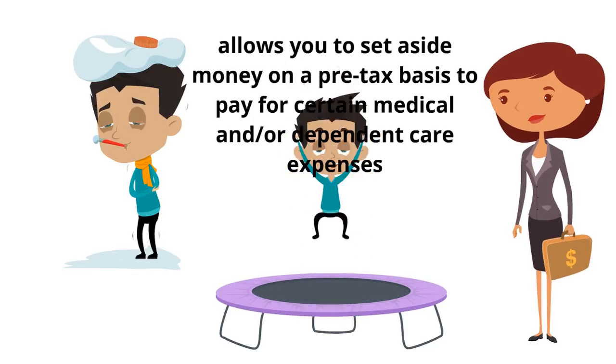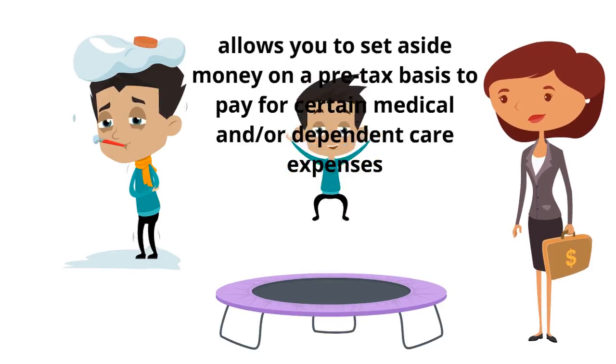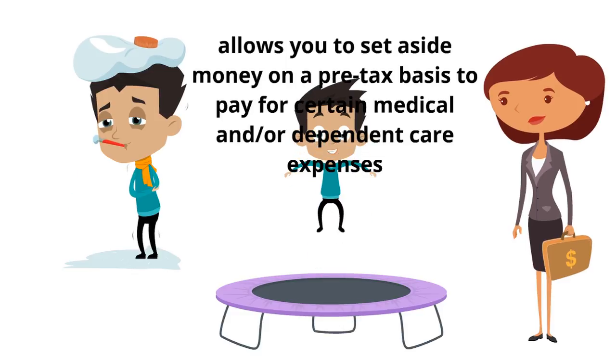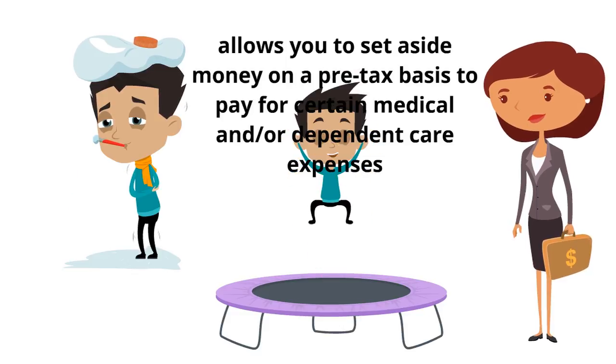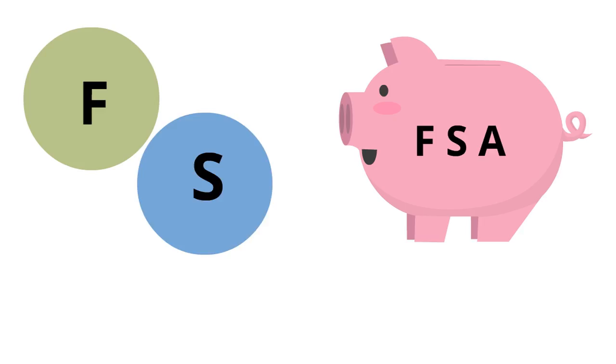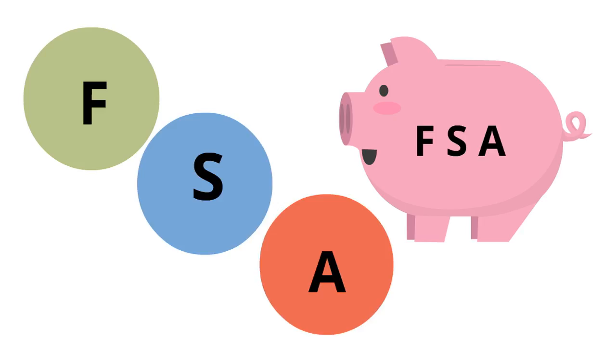What is a flexible spending account plan? Well, an FSA plan is a type of benefit plan under Section 125 of the IRS Code that allows you to set aside money on a pre-tax basis to pay for certain medical and/or dependent care expenses that you and your eligible dependents incur.